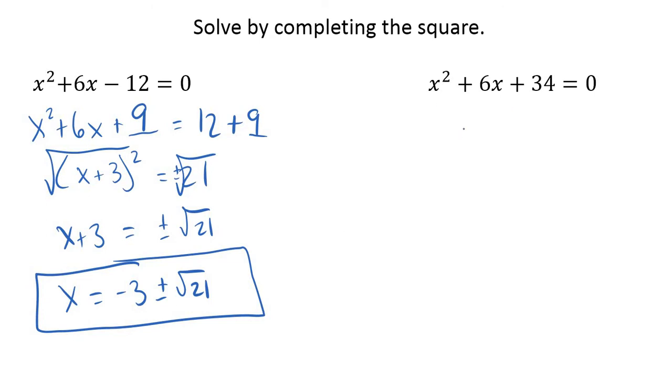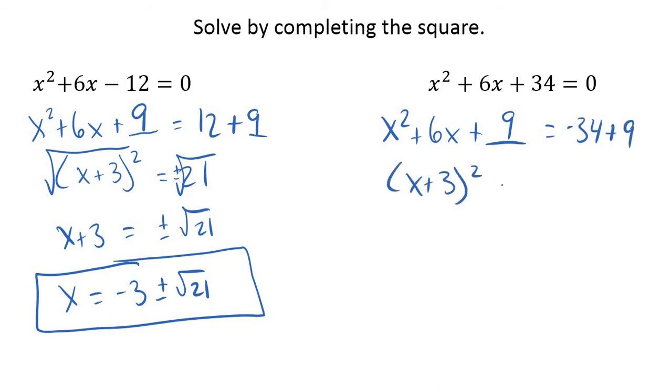How about this one? Very similar. Let's subtract that 34 over. So x squared plus 6x plus something. I should have done a different middle number, but that's okay. It works the same. Equals negative 34. Hey, we know it's a 9 there, right? So plus 9 to both sides. X plus 3 squared.